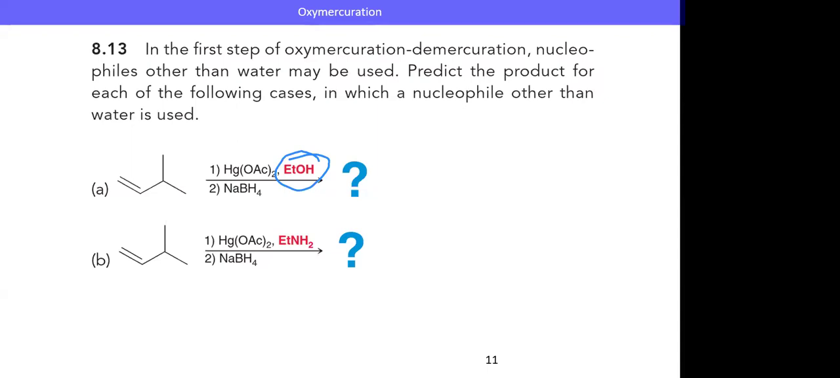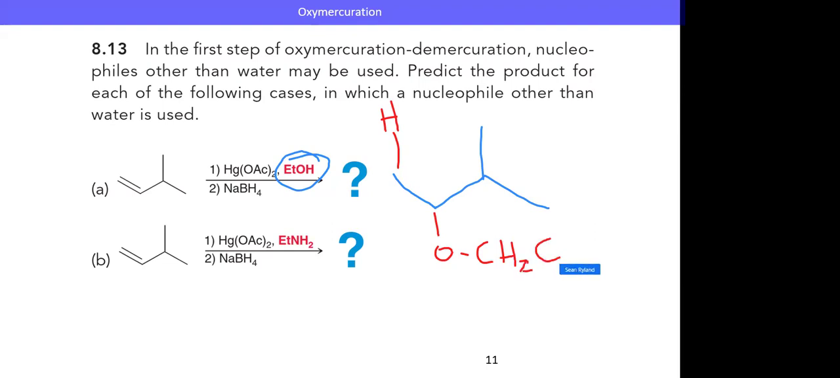So the only difference is what gets attached. It's still adding a hydrogen to one side, and the other side, I have to slow down my writing. Zoom's annotations don't like when I write too fast. All right, and I explicitly wrote this out just as a reminder that ET is just our shorthand for CH2CH3.